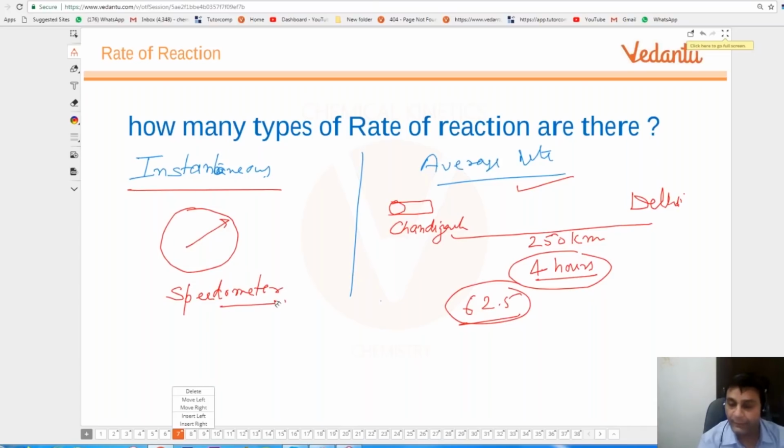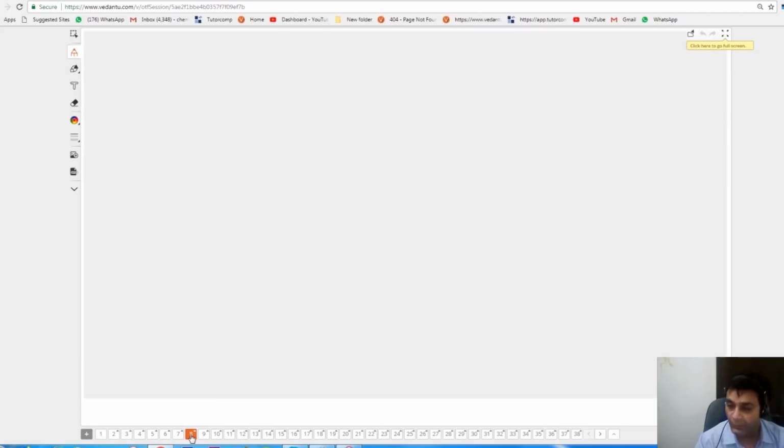In the speedometer, at a particular time, what is the speed of the vehicle that is shown in the speedometer? So that speed is called the instantaneous speed of reaction. I hope you're getting me. If you find any problem right now, please ask me. It's a very, very important topic for your competitive examination and for the board level also.